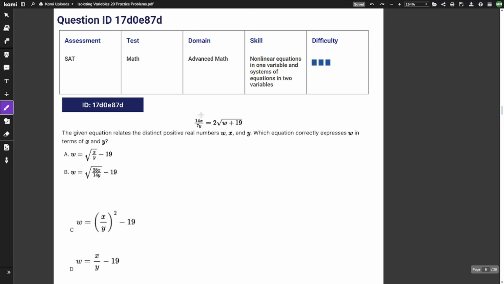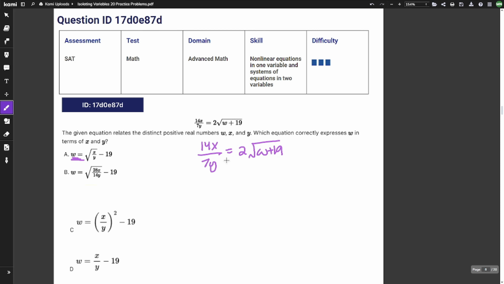Question number 8. We have this equation and we want to get w by itself. Also, the answer choices did mess up here. That's why C and D look a little goofy, because I had to put them in myself. Alright, 14x over 7y is equal to 2 square root w plus 19.